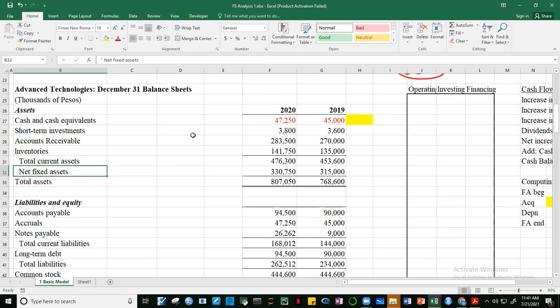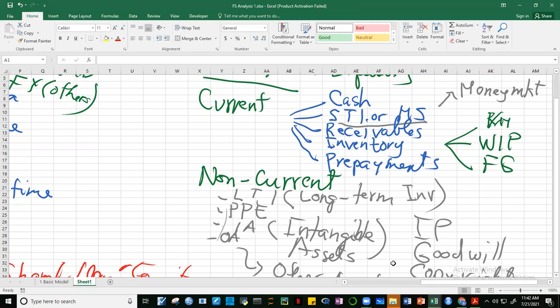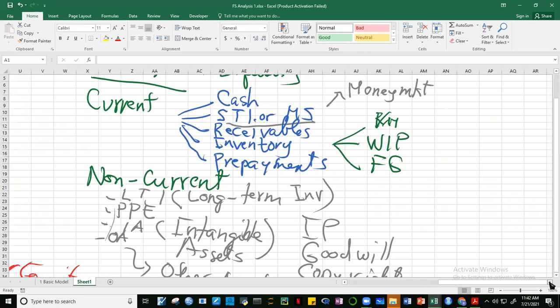Okay, and then sa current assets natin, you have cash and cash equivalents, short-term investments, receivables, and inventories. So wala tayong prepaid. Later on, titingnan natin yung effect nito, yung changes from 2019 to 2020. So total current assets natin is 476. And then ito, guys, net fixed assets. Tingnan muna sandali natin yung PPE. I'd like to discuss that in greater detail.